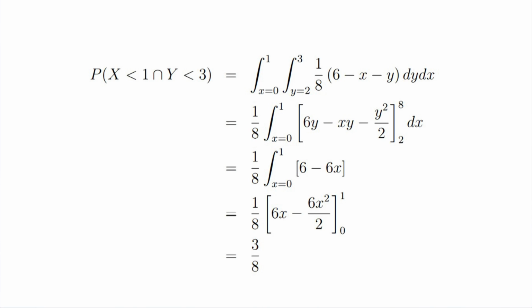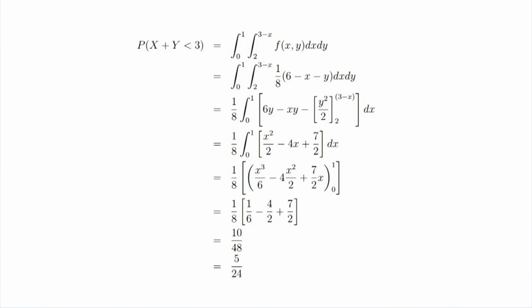Hence, probability of x less than 1 and y less than 3 is equal to 3 by 8. Next, we shall find the probability of x plus y less than 3. As x plus y should be less than 3, it could be considered as y is less than 3 minus x. Hence, the limits of the integral are x is equal to 0 to 1 and y is equal to 2 to 3 minus x.